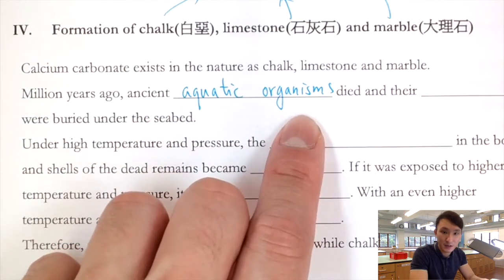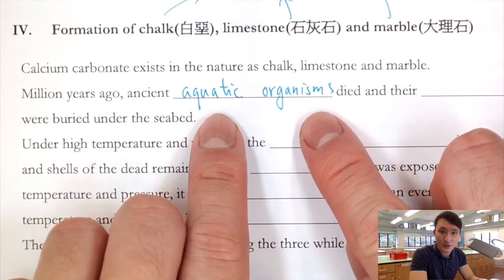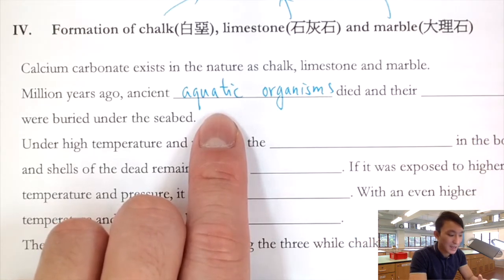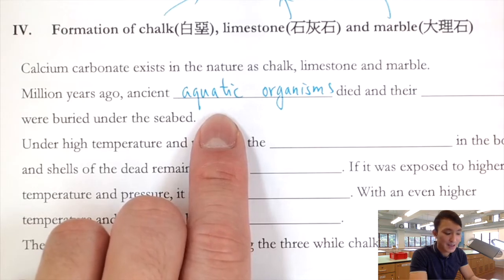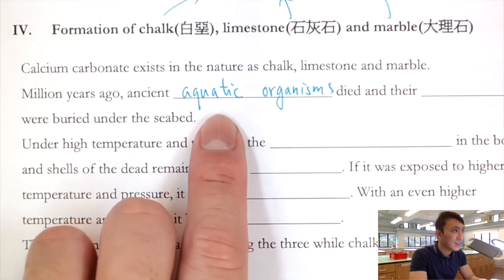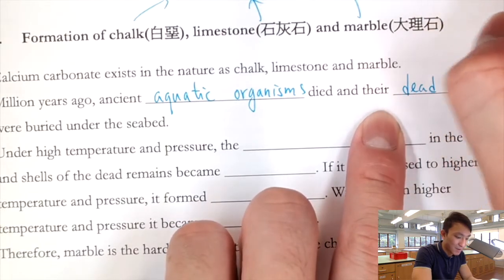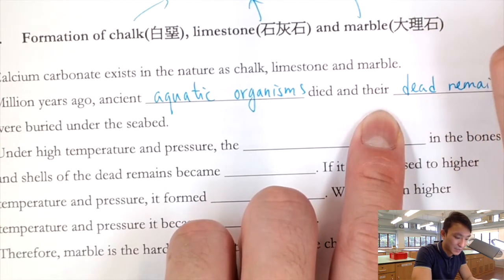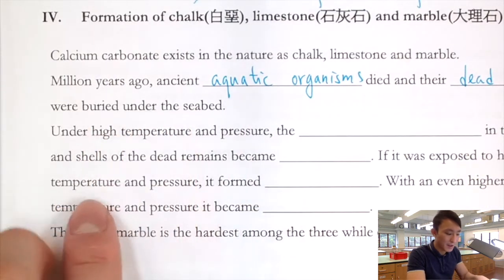Organism means living things. Now, of course, if you think this phrase is too difficult, you can always say ancient sea animals and plants. And when they died, their dead remains, or the dead body or the corpses, right? The dead remains will be buried under the seabed, okay?